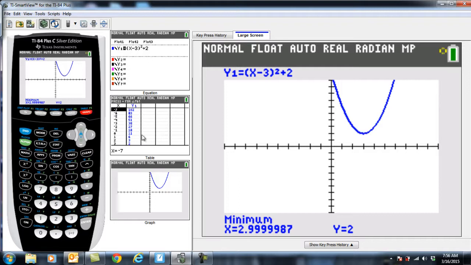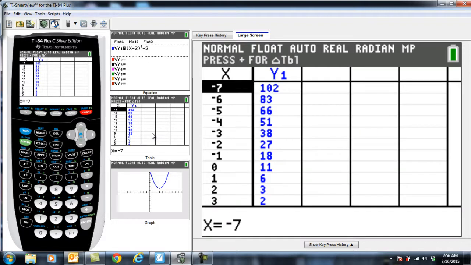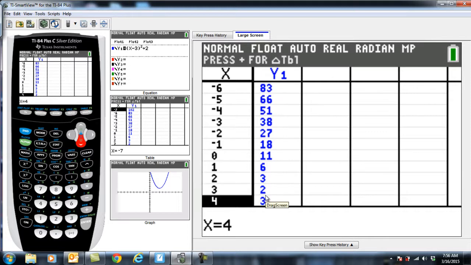If we go to second graph and we look at our table, I'm just going to start here at the 1. At 1 we're at 6, then at 2 we're at 3, then at 3 we're at 2, which is where we thought the vertex was, and then look on the other side. Now at 4 we're back where y equals 3, and so I have this symmetry, this repeat thing happening here. So I went 6, 3, 2, 3, and then I should have a 6 again.